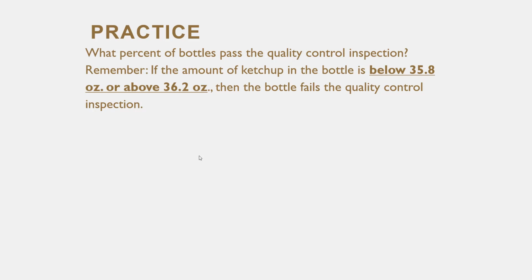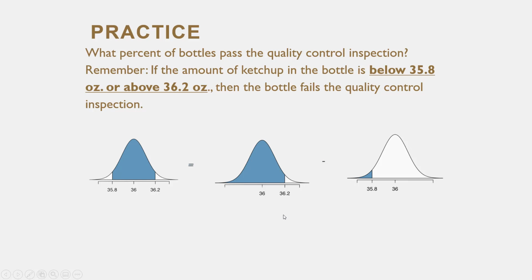Let's remember, if the amount of ketchup in the bottle is below 35.8 or above 36.2, then we need to check two ends of the tails. So basically we want to check what percentage of bottles I have contained in here. I already measured this tail, so I need to measure this tail and subtract it from 1, or get the cumulative tail here and remove the tail that I already checked. That's exactly the strategy that we're going to use. I'm going to calculate this huge portion and then remove the little tail that I already calculated.